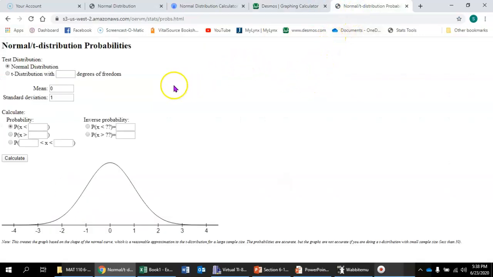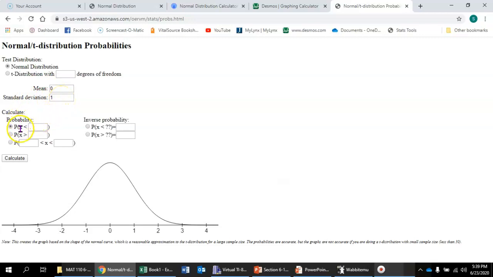There are also web-based websites and web apps that will do this for you. Here's one of them that I think is fairly easy to use. I'll give you a link to this on Canvas. So when you go here, make sure that the dot next to normal distribution is filled in. For what we're doing right now, we are working with the normal distribution. And there should be a 0 in the box for mean and a 1 in the box for standard deviation.